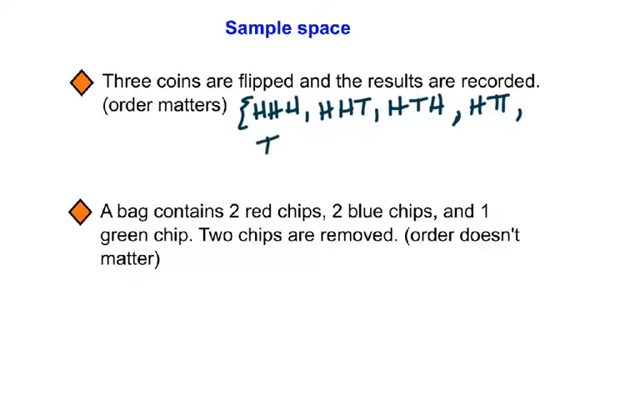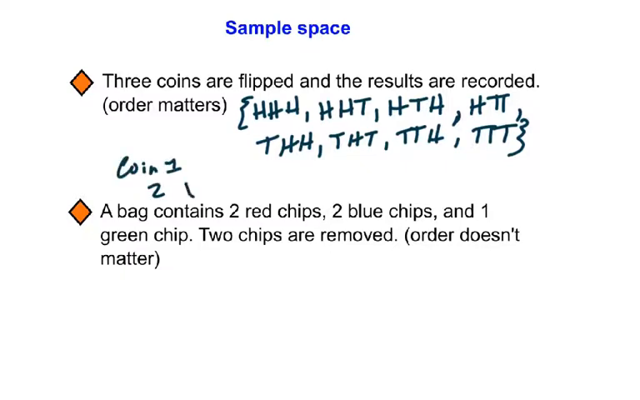If we got tails on the first coin, then we could get tails, heads, heads. We could get tails, heads, tails. We could get tails, tails, heads, or we could get tails, tails, tails. The key thing about this is that we have 3 coins and each of them has 2 possible outcomes. So if coin 1 has 2 possible outcomes, coin 2 has 2 possible outcomes, and coin 3 has 2 possible outcomes, there should be 8 items in my sample space, which is what I have.